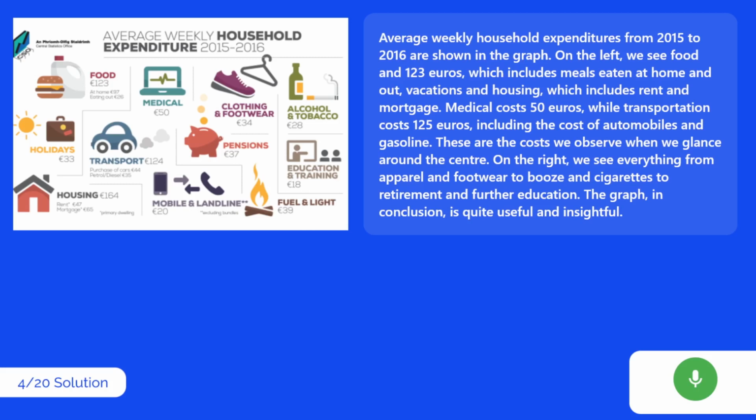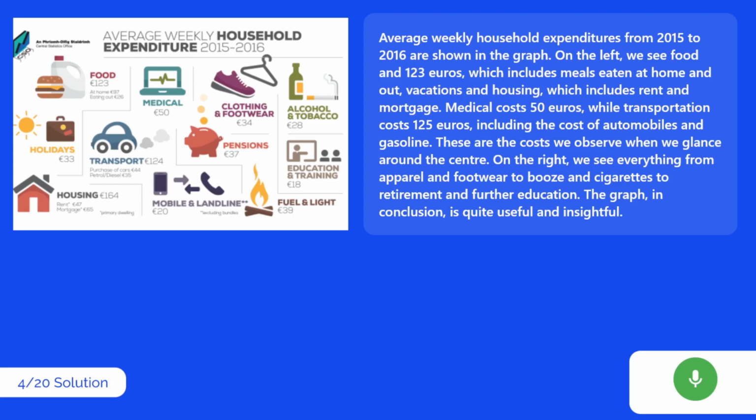Average weekly household expenditures from 2015 to 2016 are shown in the graph. On the left, we see food at €123, which includes meals eaten at home and out, vacations and housing, which includes rent and mortgage. Medical costs €50, while transportation costs €125, including the cost of automobiles and gasoline.